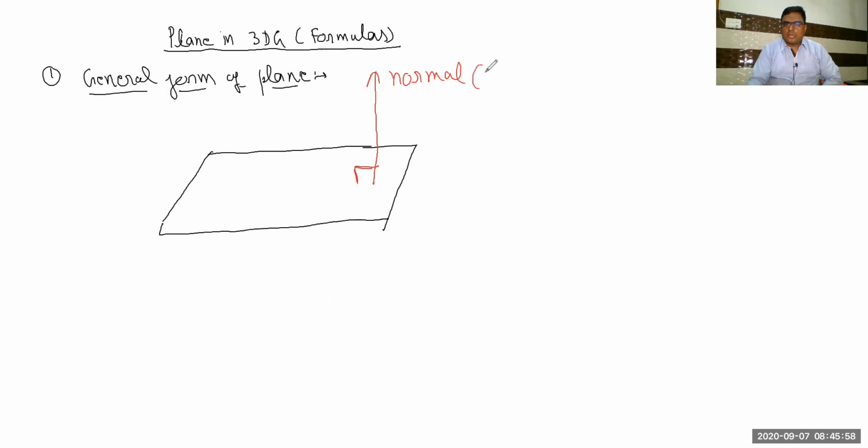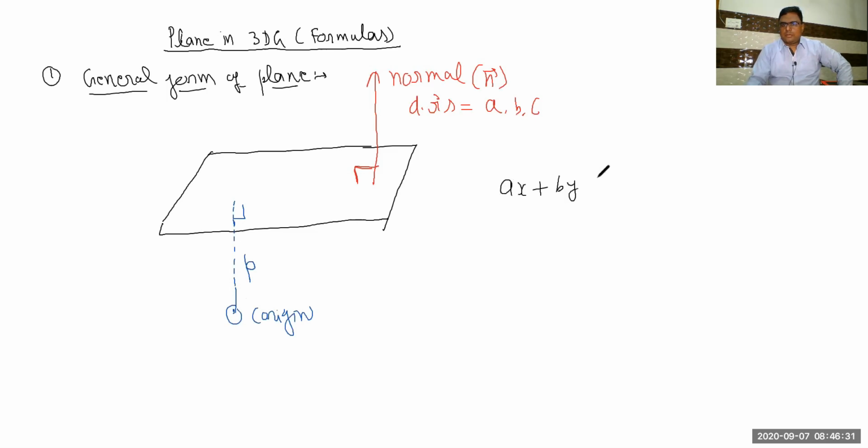Normal vector is denoted by n vector. Let direction ratios of normal vector are A, B and C. We are taking one more thing. Suppose here is origin, and from origin we are drawing a perpendicular to the plane. Perpendicular distance of this plane from origin is small p. So what is the formula in this situation? In this situation, the formula is ax plus by plus cz is equal to d.